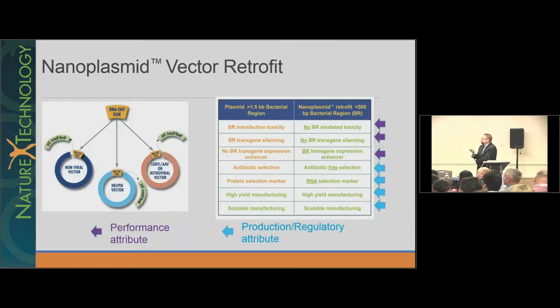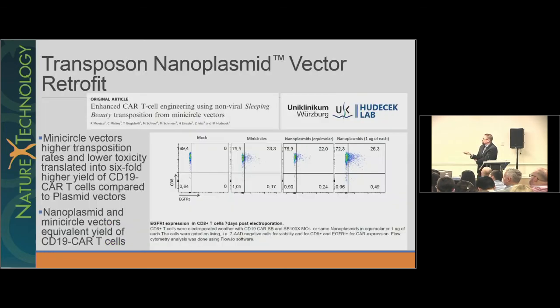And so we do a lot of vector retrofits. And I'm going to just talk a little bit about what you can expect if you're using a transposon vector, as I say, continuing with the indirect vector theme. So we're going to solve these issues with this. And so this is an example of a transposon retrofit. As I mentioned at the outset, one of the groups that showed that you could get 6-fold higher CAR T cell production due to improved transposition and reduced toxicity was the Hudasek group. And this is just a slide showing when they compared nanoplasmids and minicircles, they saw equivalence of nanoplasmids and minicircles.